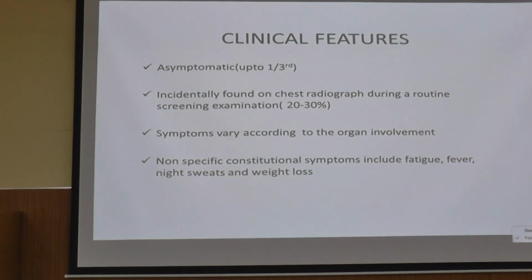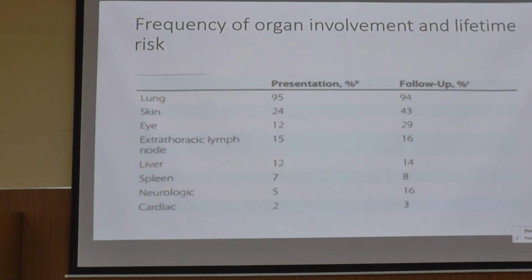Now, most of the time it is asymptomatic. The common thing you identify is, when you take a chest X-ray for some other reason, a bilateral hilar adenopathy or mediastinal adenopathy. Then you think of whether you are dealing with sarcoidosis or not. Symptoms vary according to the organ involved. They are non-specific, like any inflammatory state: fatigue, fever, night sweats, and pain.